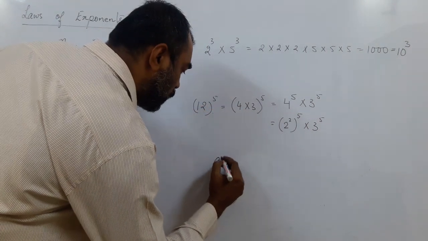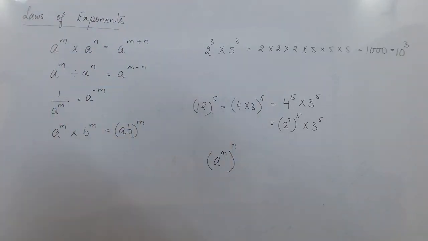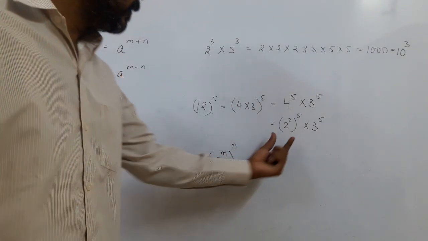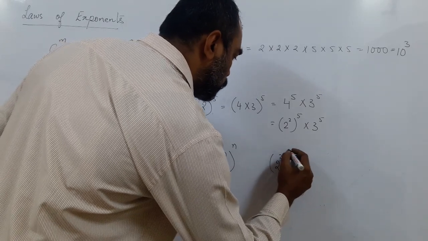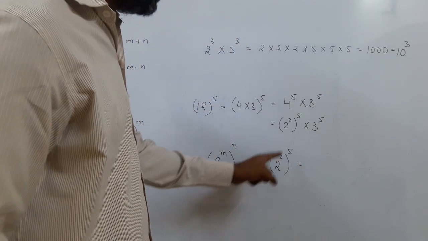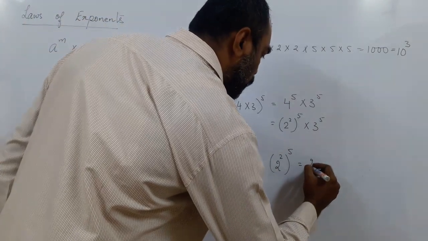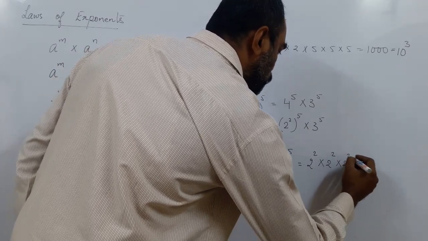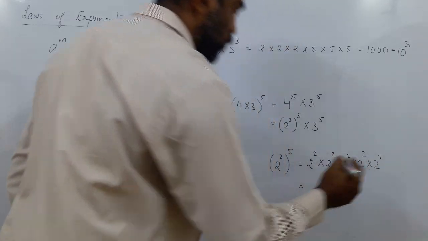See, what is a raised to m, the whole power raised to n? What do we do here? So let us understand from this only. Let me take 2 square raised to 5. Now what is 2 square raised to 5? 2 square raised to 5 means 2 square 5 times: 2 square into 2 square into 2 square into 2 square into 2 square.